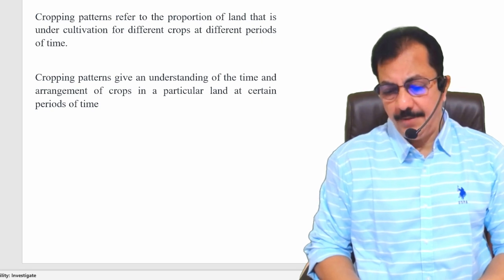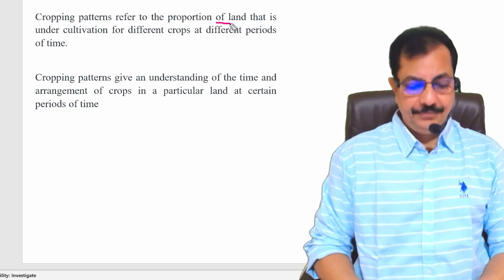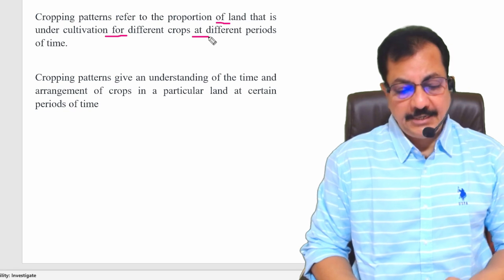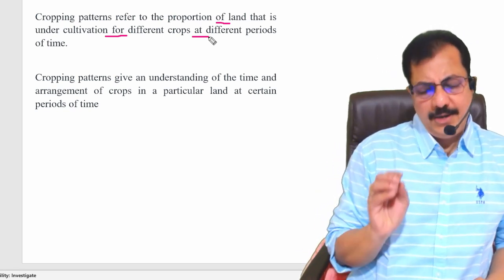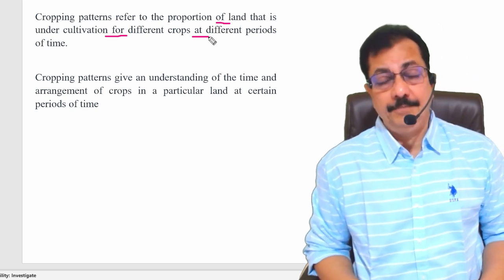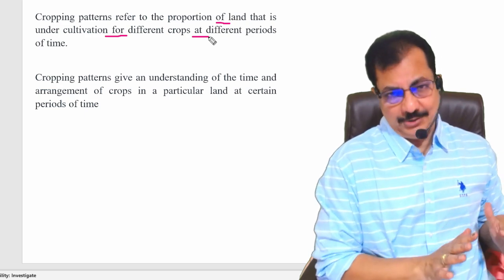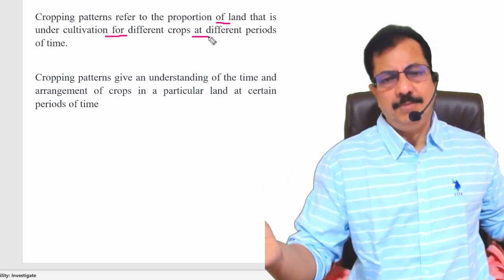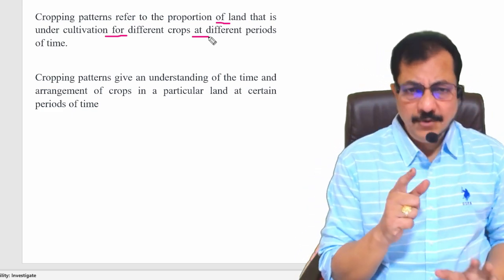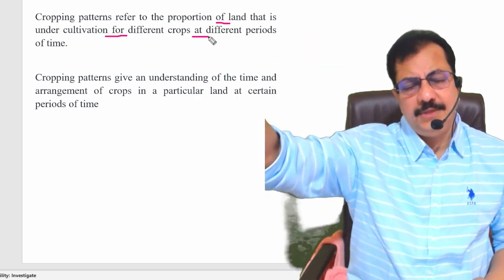So when I say cropping pattern in India, this refers to the proportion of land that is under cultivation for different crops at different periods of time. Whenever we mention the cropping pattern, we are taking only that land into consideration which is under cultivation. For example, somebody may have 10 acres of land. Out of this 10 acres, he may be cultivating only 5 acres.